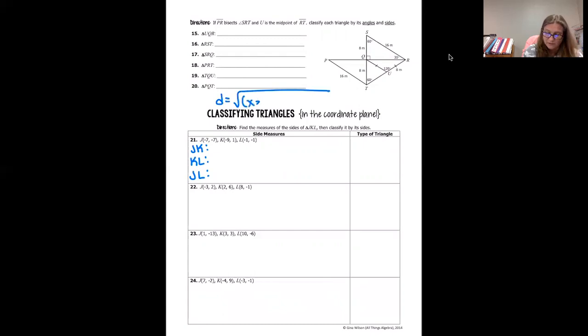Square root of x sub 2 minus x sub 1 squared plus y sub 2 minus y sub 1 squared. And remember that distance is always positive. So JK is the square root of x sub 2 minus x sub 1 squared plus y sub 2 minus y sub 1 squared. Remember, two negatives make a positive. All we need here is the square root symbol and the radicand. So this is negative 2 squared, which is 4, plus 7 squared, 8 squared is 64, to get a square root of 68.